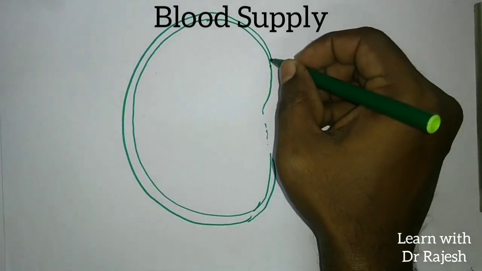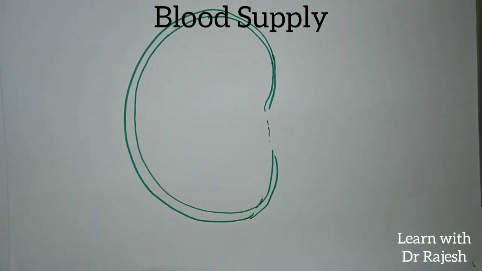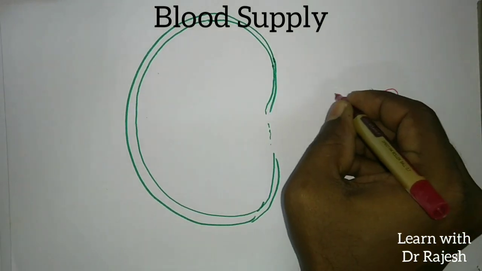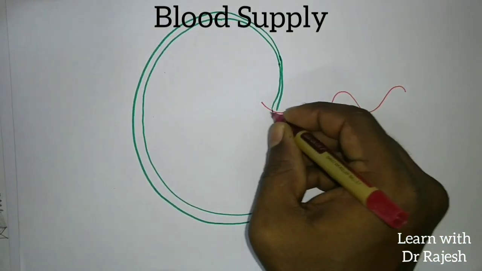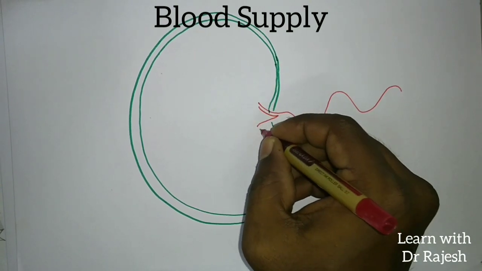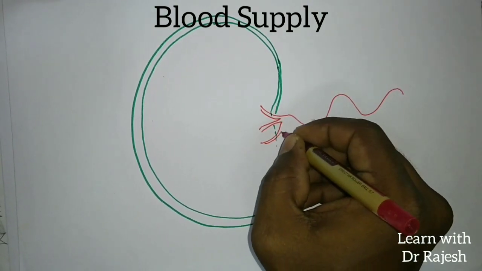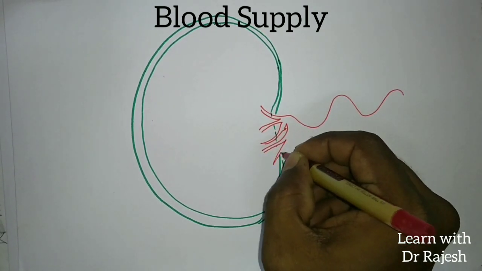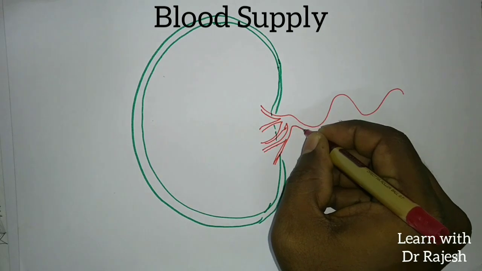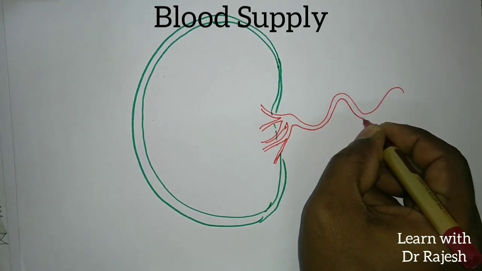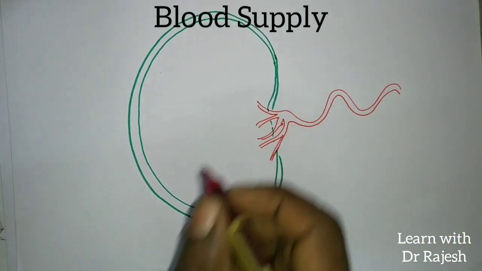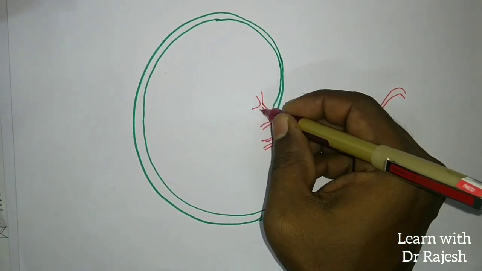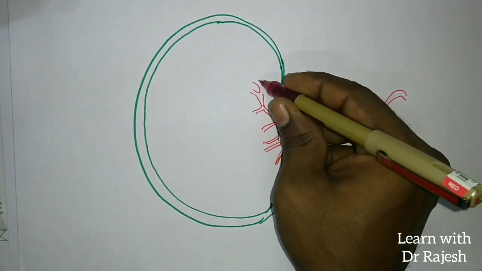Now we are going to draw the splenic artery. Once the splenic artery reaches the hilum of the spleen, it divides into around 5 branches. This is the splenic artery. These branches of the splenic artery will divide and again subdivide.